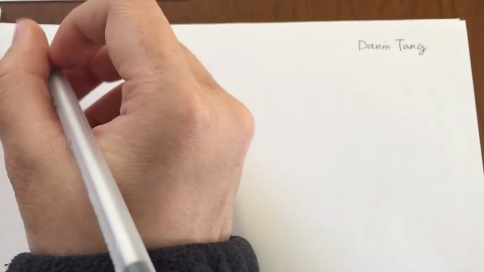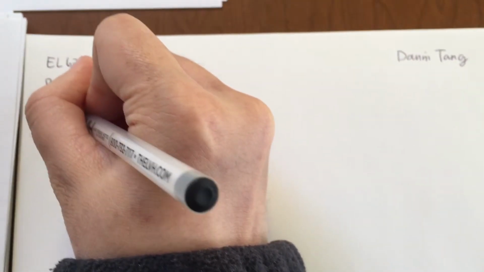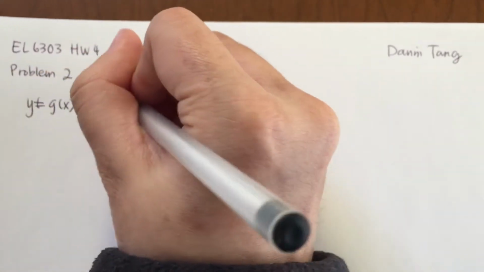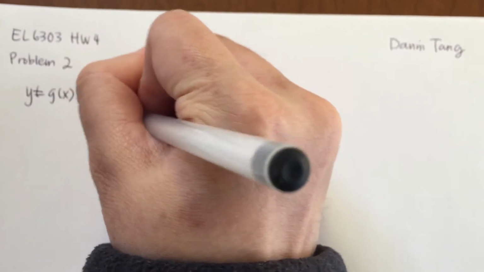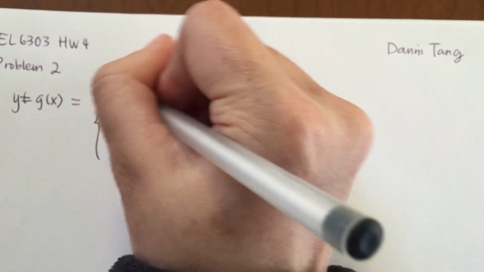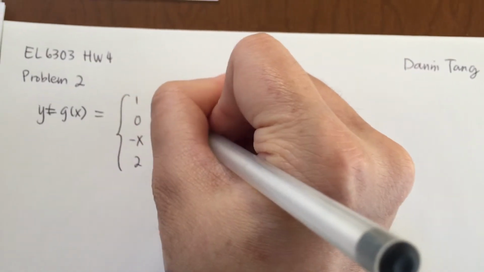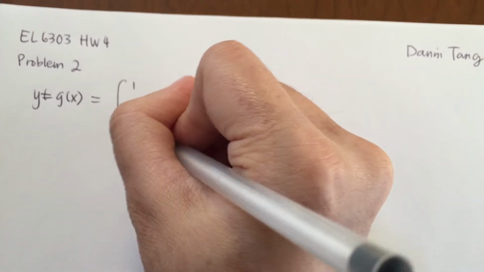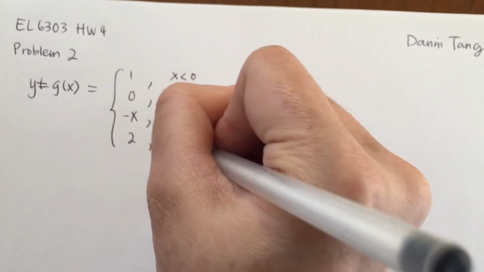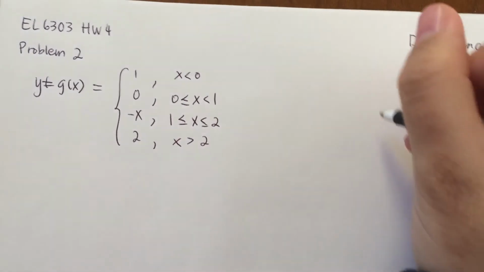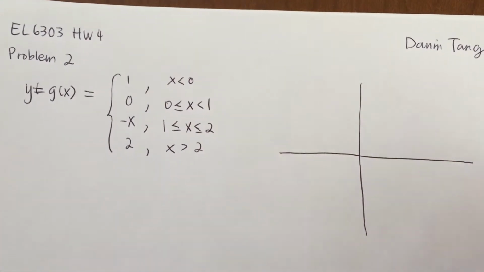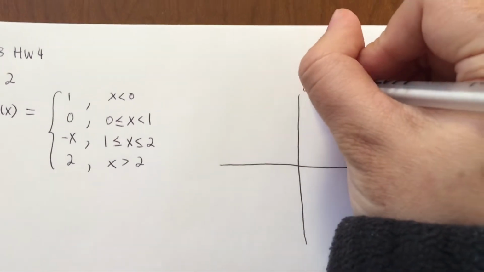It says draw y equals g of x correctly. So this equation has 4 different parts and you have to draw them out separately. So you just draw this on a regular Cartesian coordinate.